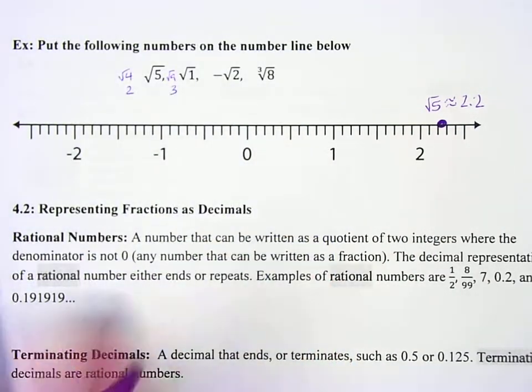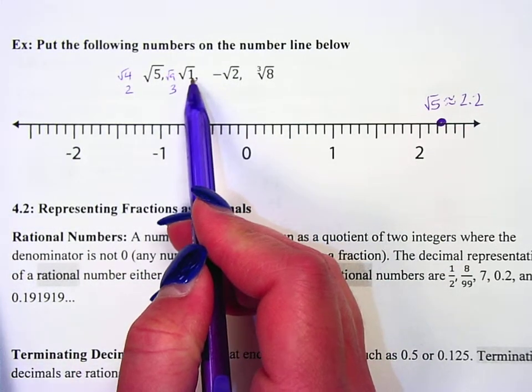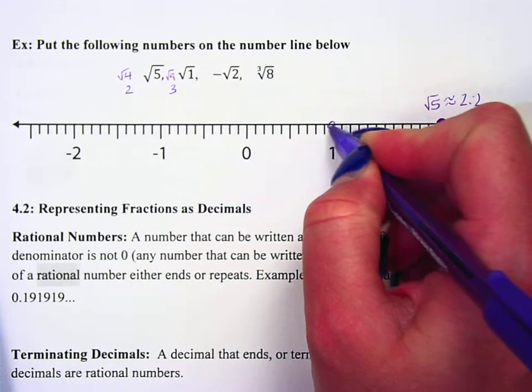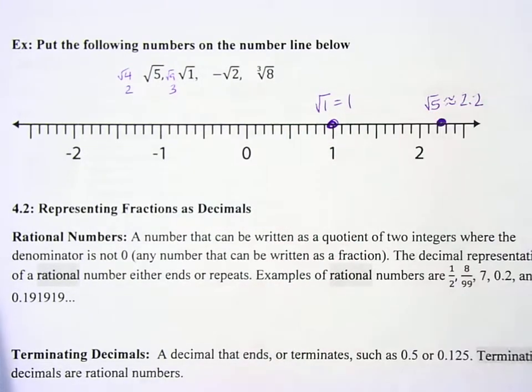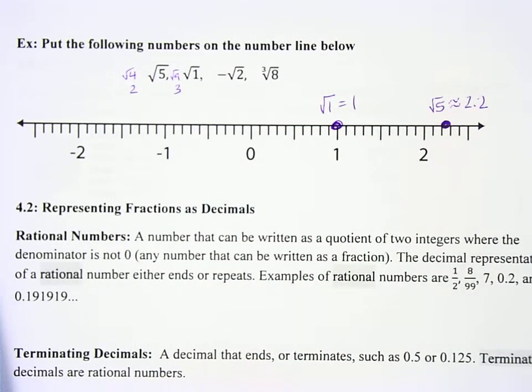Okay. The square root of 1, 1 times 1 would make 1. So that one's nice and easy. We're at a whole number 1. The square root of 1 does equal 1, so I don't have to use that squiggly line. 1 times 1 made 1.